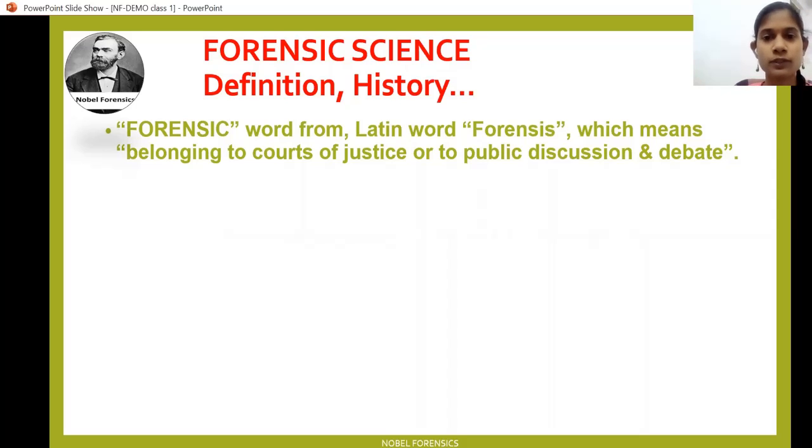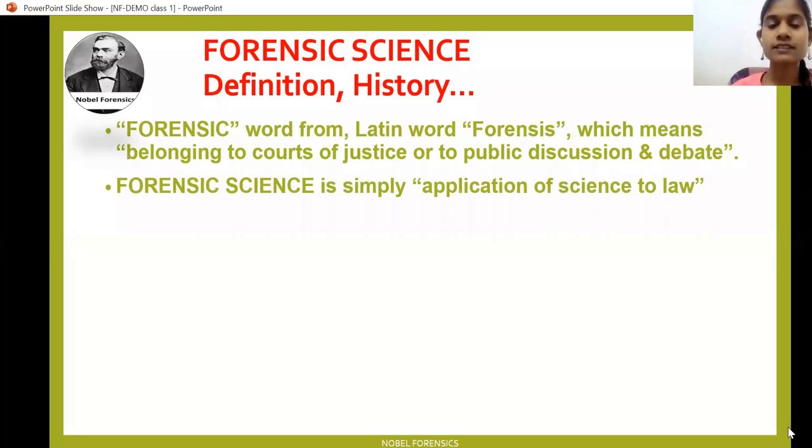Yes, ma'am. Okay. Coming to the basics of forensic science: its definition, history, terminology. The term forensic is taken from the Latin word forensis, and this is important for UGCNET. Many times a previous question in UGCNET was: the term forensic is taken from which language? It is from the Latin language. The Latin word is forensis, which means belonging to courts of justice or belonging to public discussion and debate.